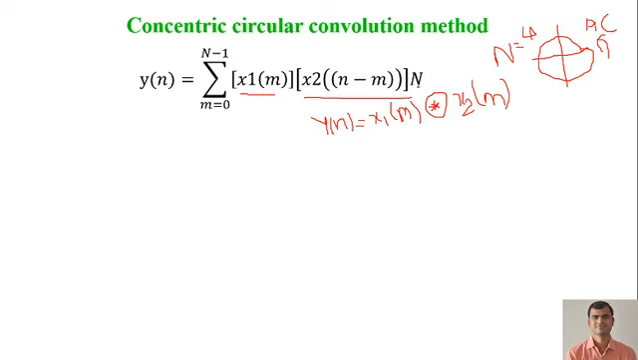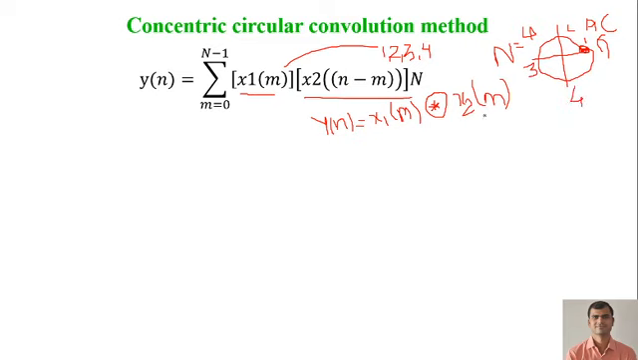Let me take an example. I am considering the sequence of x1 of n as 1 2 3 4. I have taken the sequence of x1 of n in anti-clockwise direction, considering this as my 0th position. So here I have the 1 sample, here the 2 sample, here the 3 sample, and here the 4 sample.